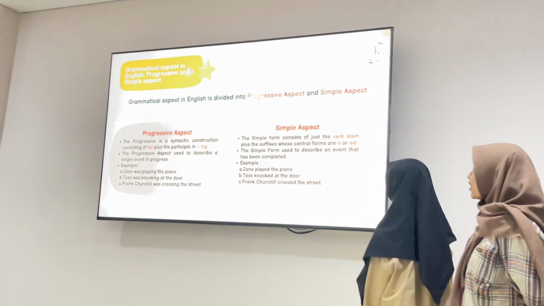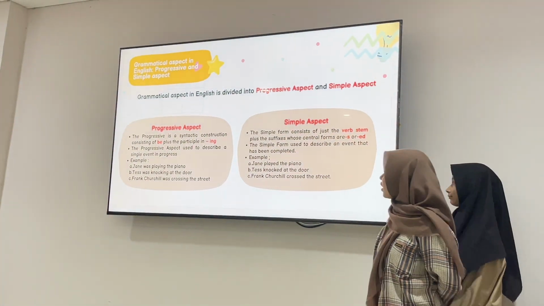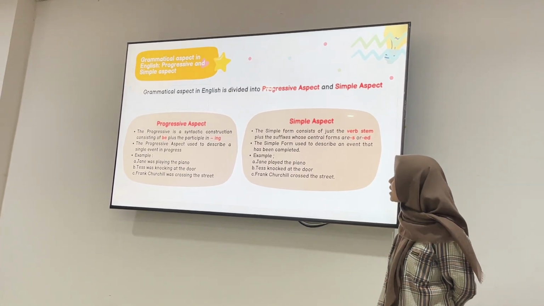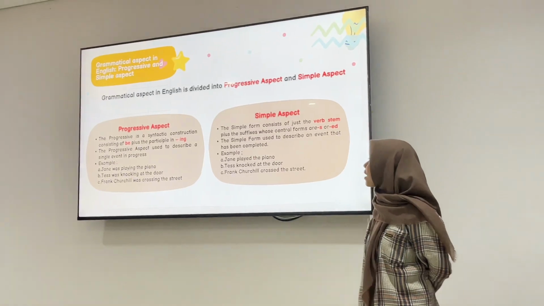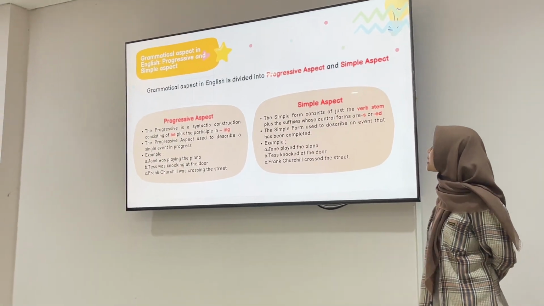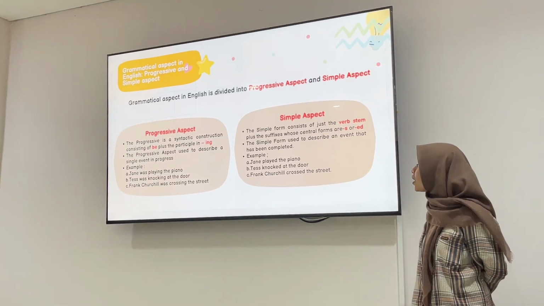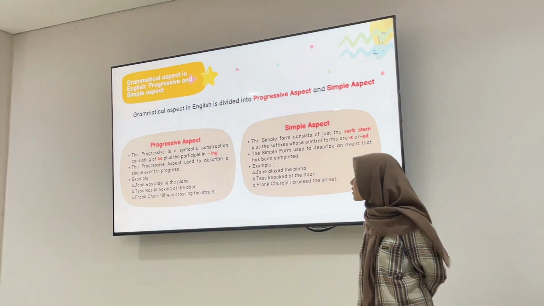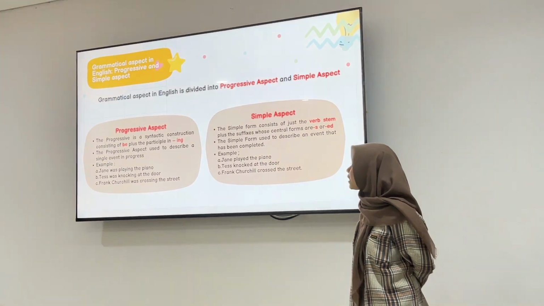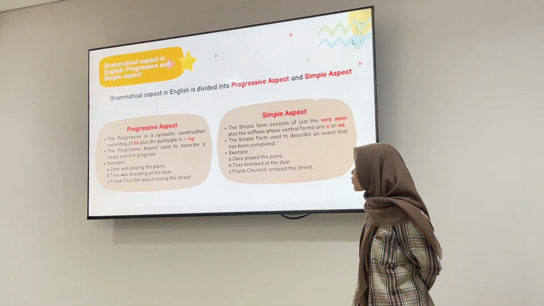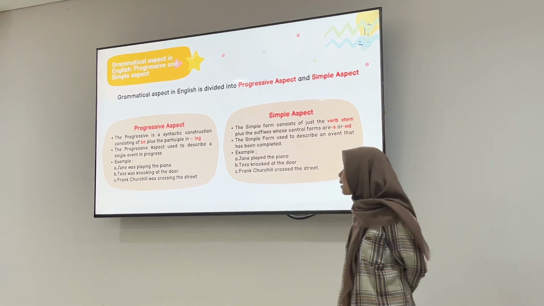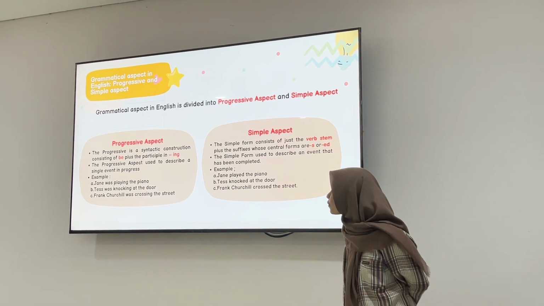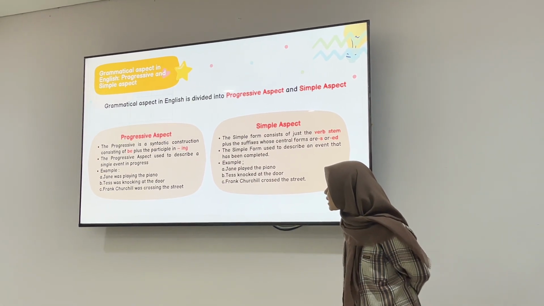Okay, I would like to continue the part on aspect, about grammatical aspects in English: progressive and simple aspect. Grammatical aspect in English is divided into progressive aspect and simple aspect. So what is progressive aspect? The progressive is a syntactic construction consisting of be plus the participle in -ing. The progressive aspect is used to describe a single event in progress. Example: John was playing the piano, Taz was knocking at the door, and Frank Churchill was crossing the street.